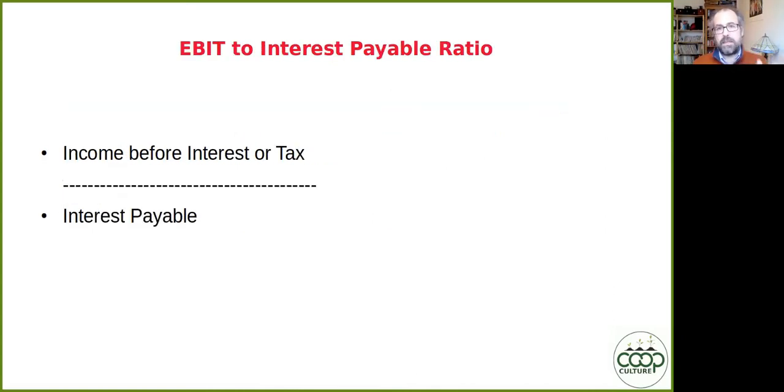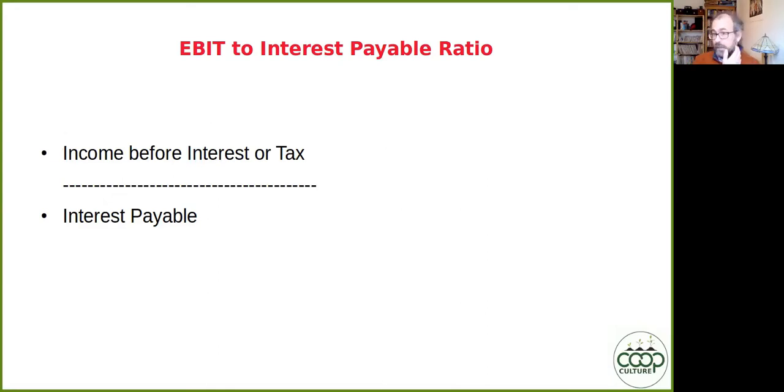The EBIT to interest payable ratio, or the earnings before interest and tax to interest payable ratio, is a really useful measure. And what it looks at is how much profit do we make? And it compares that figure with how much do we spend paying back the interest on whatever capital we have, whatever debt capital we have.